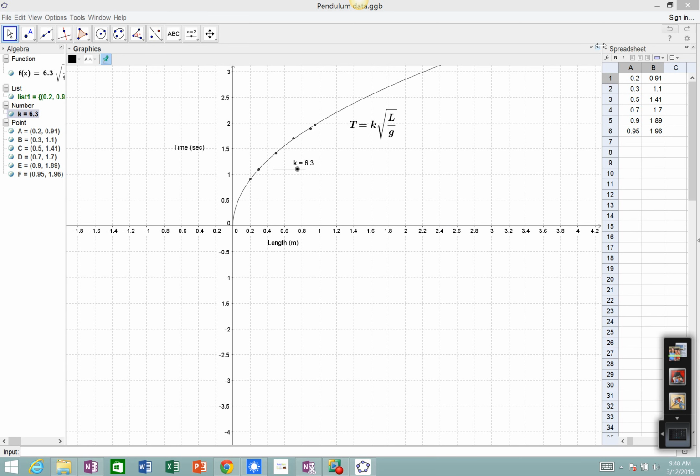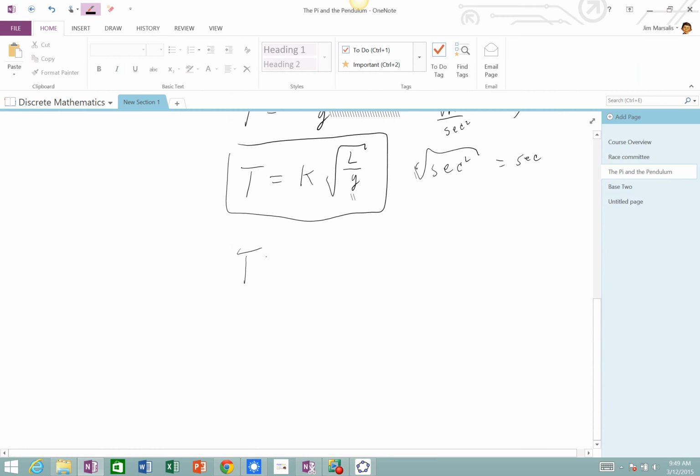So going on back to the work that we had done earlier, we now get T equals about 6.3 times the square root of L over G. And remember, our pendulum swings back and forth, and therefore it follows the arc of a circle, which means we would expect circular stuff to come into this in some way. And the circular constant, of course, we're very familiar with is pi. And you may remember that pi is about 3.14159.